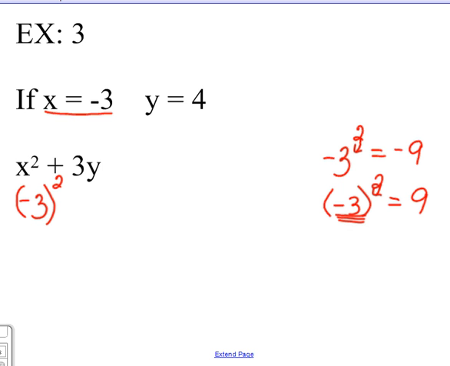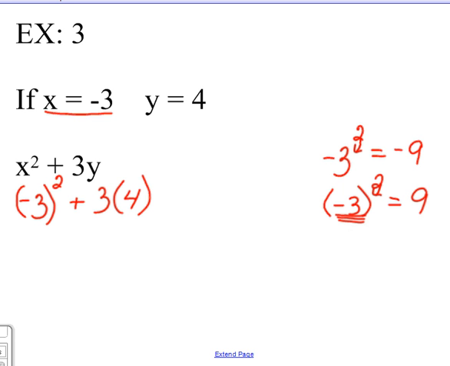So those parentheses change it. So again, remember, whenever you're substituting a negative number raised to an exponent, always use parentheses. Bring down the plus sign, bring down the 3. 3y means 3 times y. So you can use parentheses or you can use the multiplication dot. So it's 3 times 4.